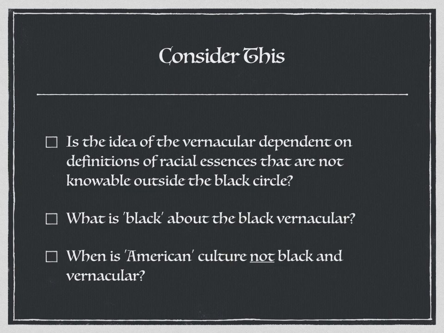So as we go and look at the pieces that we're going to consider this week and listen to some of the songs, we want to think about some things. So here are some questions to think about. Is the idea of the vernacular dependent on definitions of racial essences that are not knowable outside the black circle? So must you be part of the circle to really understand this Black vernacular?